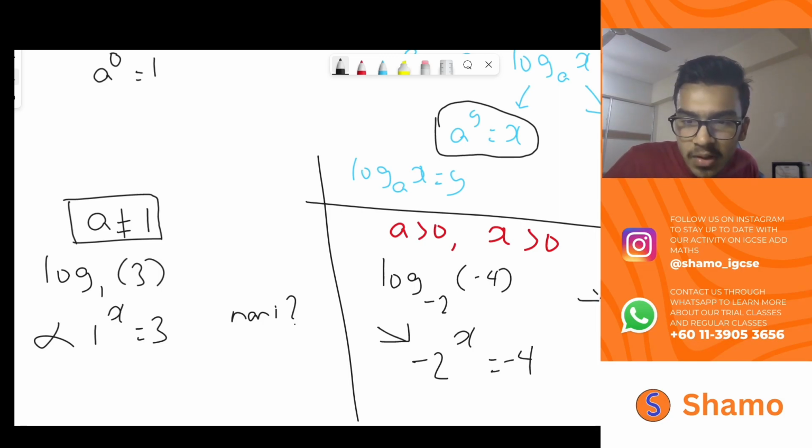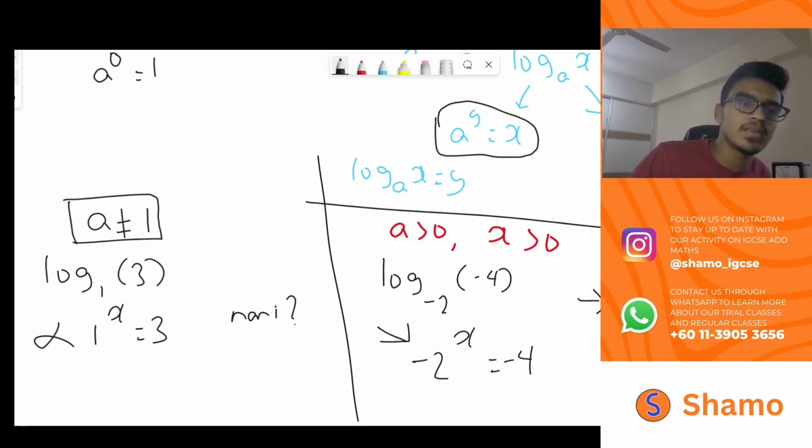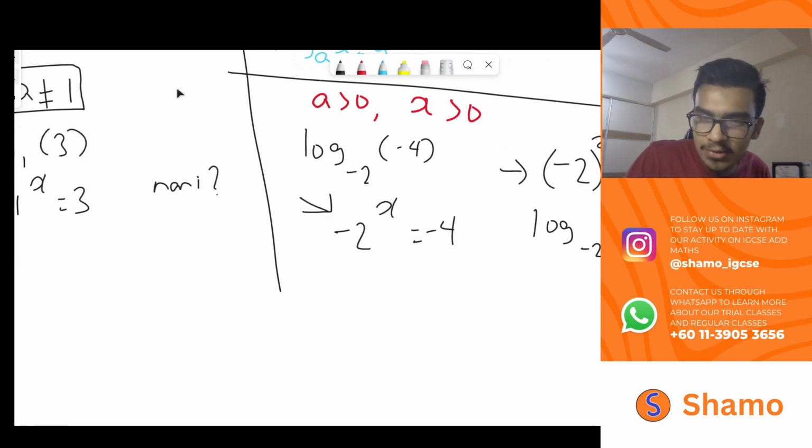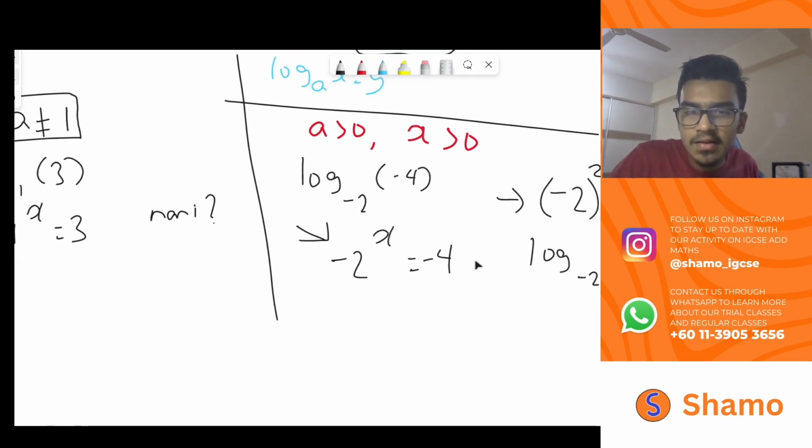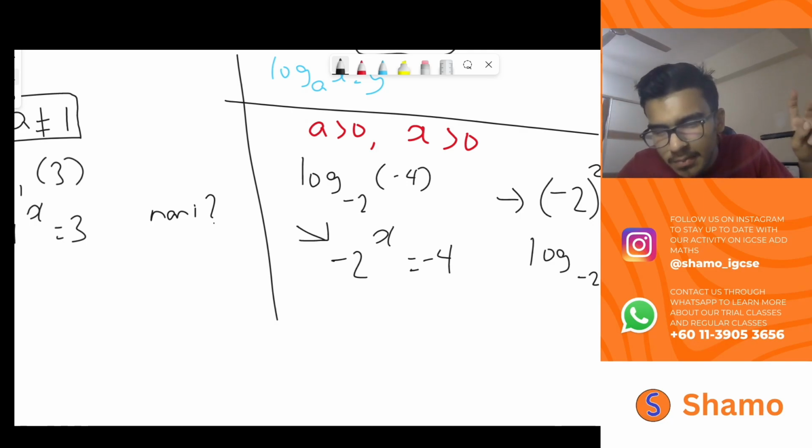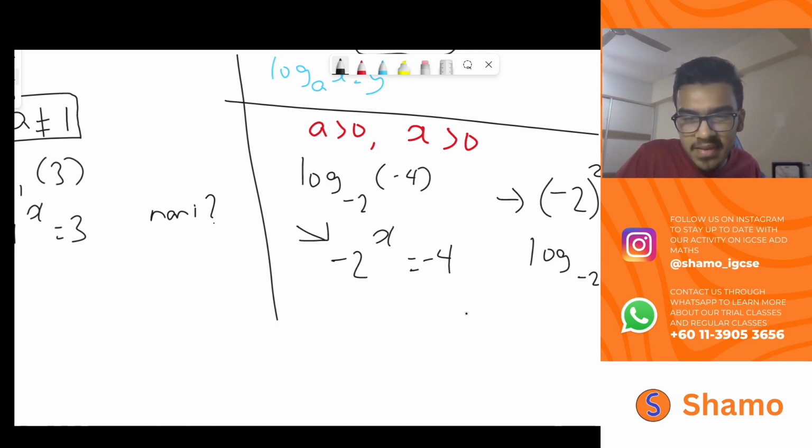Sure. Now you might be thinking, okay, got you, but (-2) squared can give us +4, so why can't log base -2 of 4 exist? That's a good question. Well, the reason is that there are so many uncertainties. This is just one specific value where it can exist. You could say that (-2) squared is equal to 4, so this should technically be equal to 2. But these are only a few cases where this actually works, because I could give you countless examples.